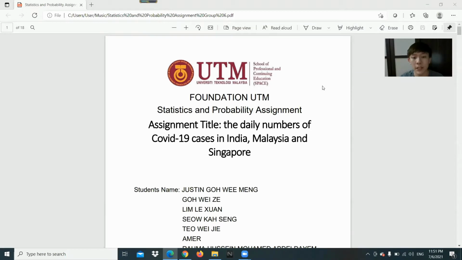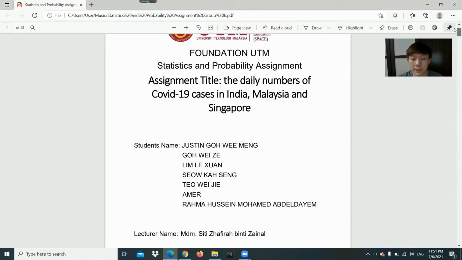Today we would like to explain the statistics and probability assessment for the daily number of COVID-19 cases in India, Malaysia, and Singapore. Our group has 7 members. As you can see here, the first one is Justin Go, with me, Go Wei Zi, Lin Le Xuan, me, Liu Wei Jie, Amil, and the last one is Rama.